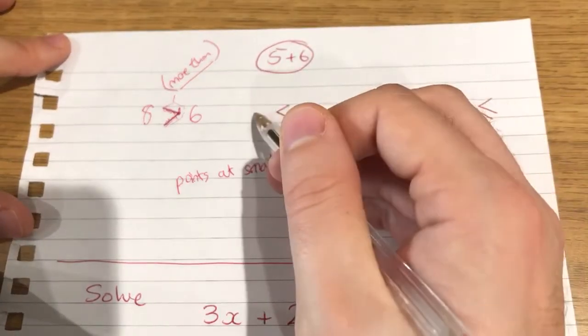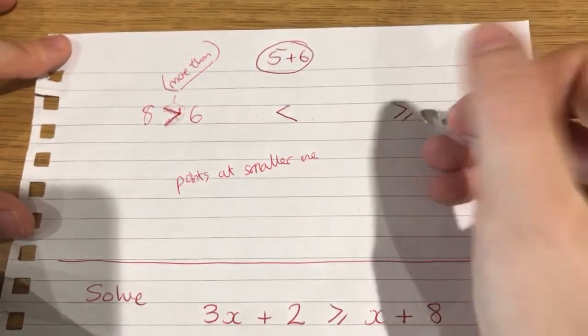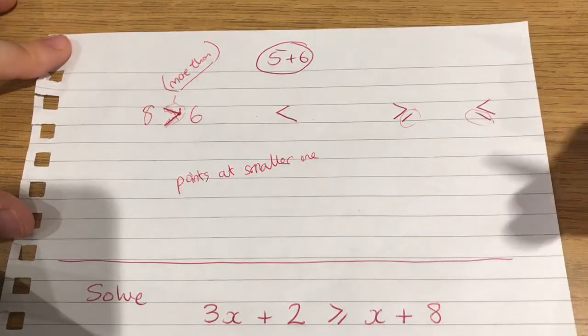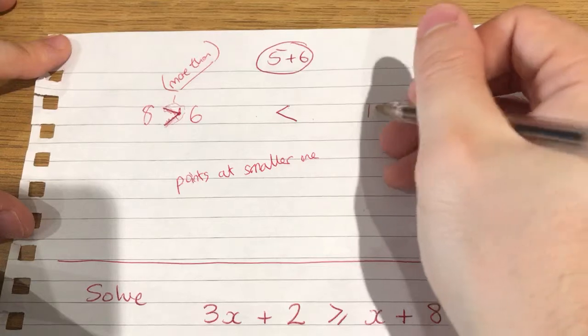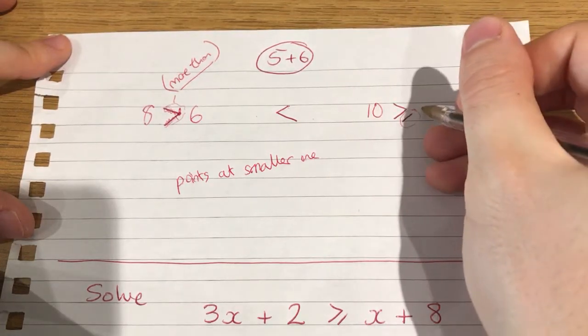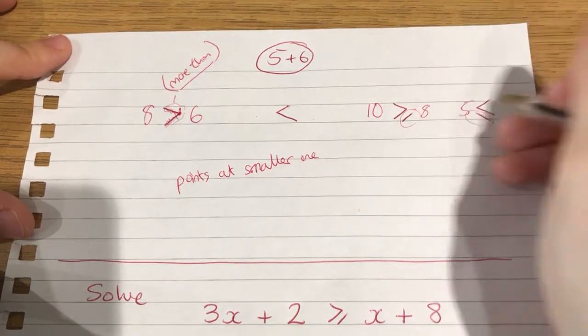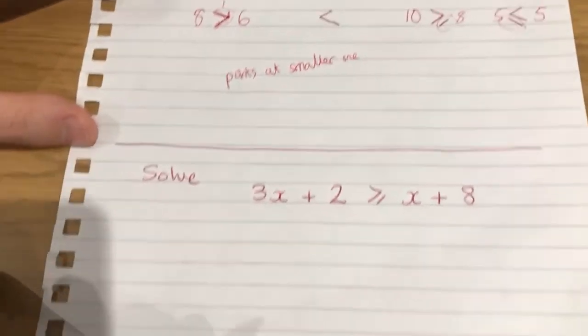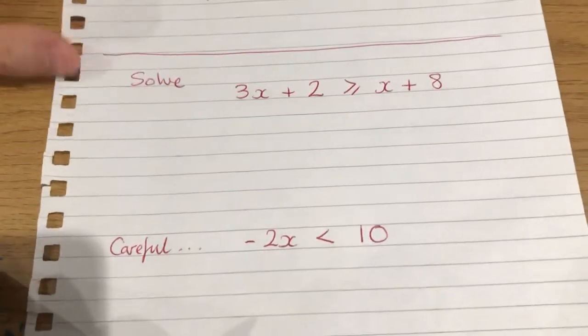This then means that this side is less than that. And if it's got this little bit here on the bottom, that just means it could be equal to as well. So 10 is bigger than or equal to 8, or 5 is smaller than or equal to 5 technically, because they could be the same. Okay, now we've got some solving.